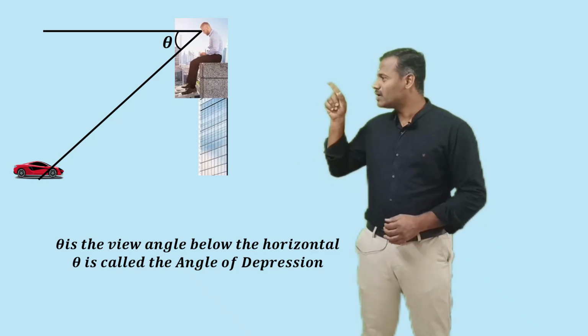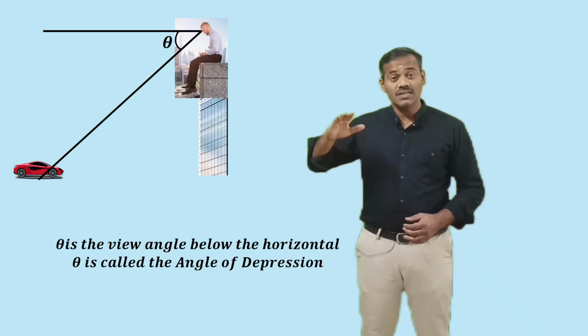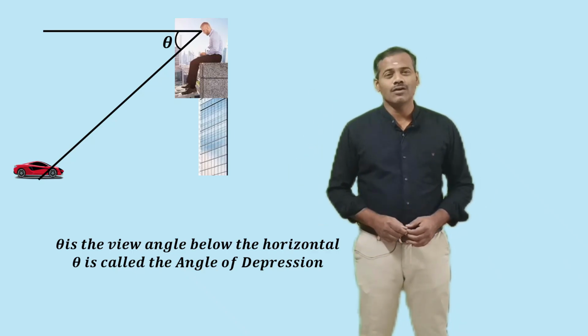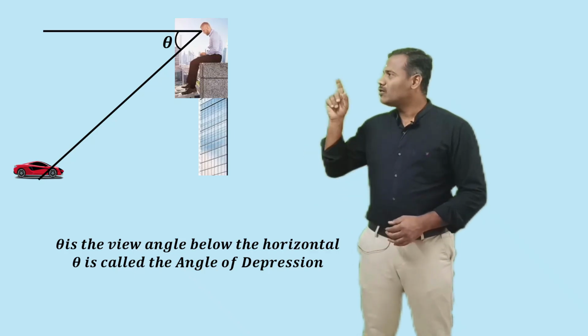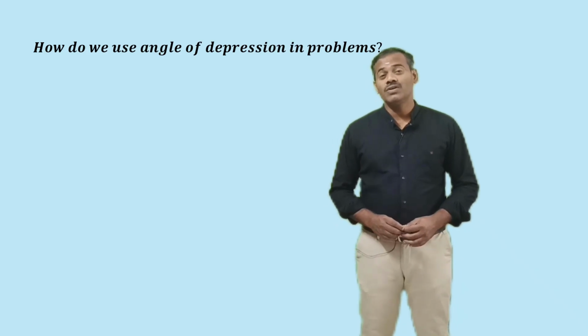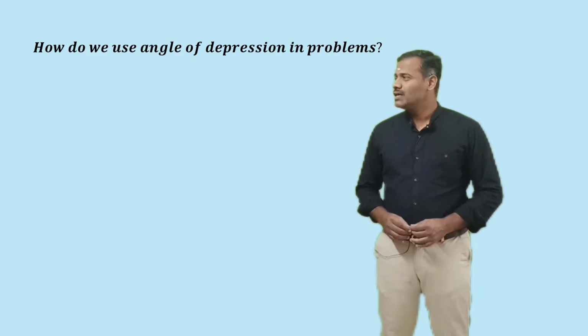So theta is the angle that is below the horizontal. Therefore theta is called angle of depression. Therefore the angle of depression is below the horizontal. Yes, that's a nice question. How do we use angle of depression in problems? Let us see an example.